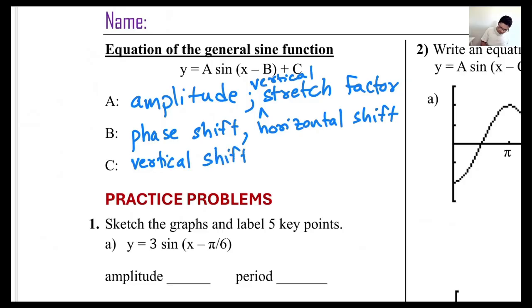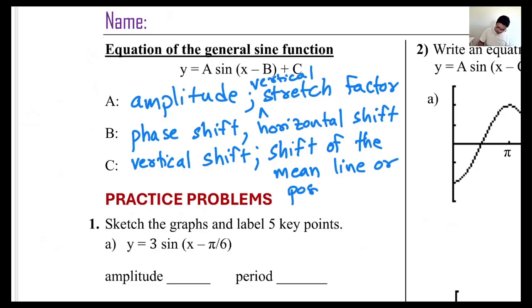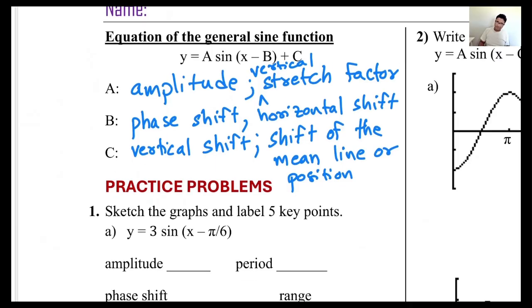I'm not sure if it has a special name. In our context of the mean position or average position, you can remember it as shift of the mean line or position. Okay, the usual mean position for sin x is the x-axis, when y equals 0. If there is a vertical shift, that average value or the mean line can move up or down, given by C.